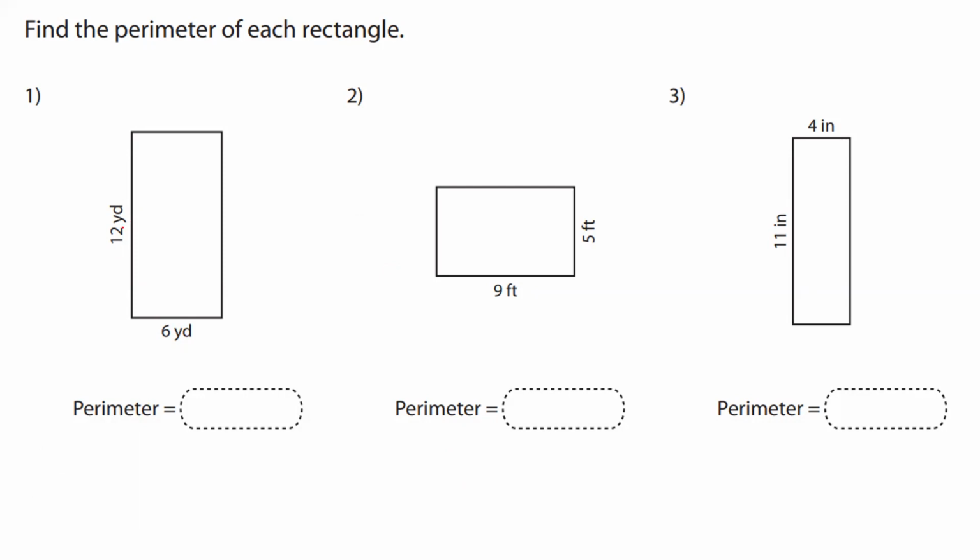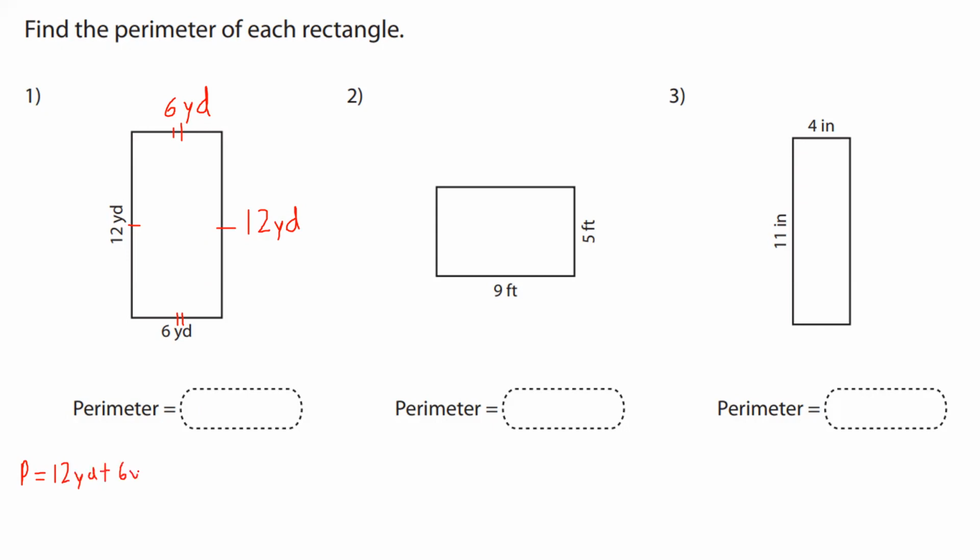Thank you. So for a rectangle, opposite sides are what? Opposite sides are equal. So if that's 12, this is also going to be 12 yards as well. And if this is 6, this is also going to be what? 6 yards as well. And so if we're trying to get the perimeter, the perimeter is going to be what? 12 yards plus what?